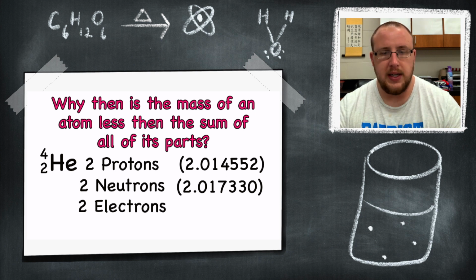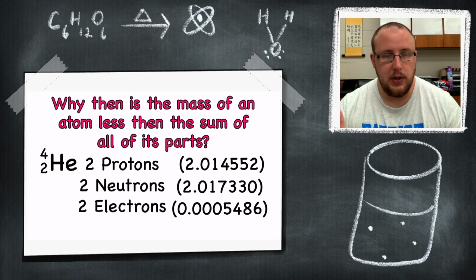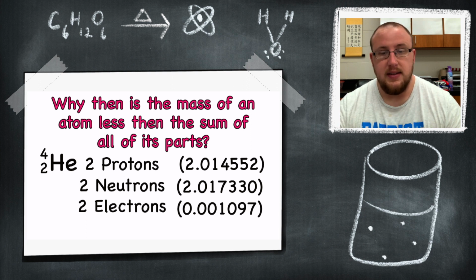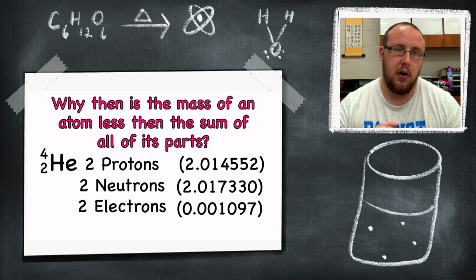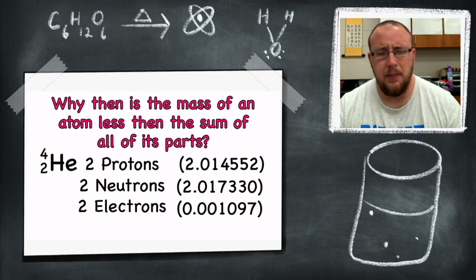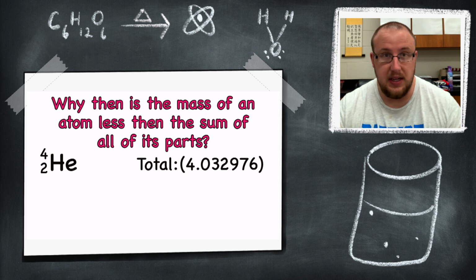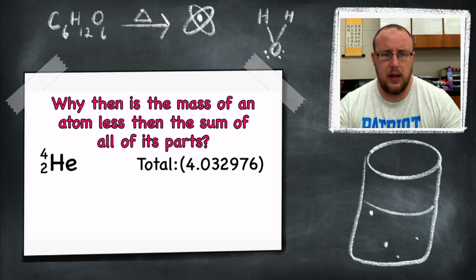So each one of those electrons is going to weigh 0.0005486. If we multiply that by 2 for its 2 electrons, we get 0.001097. Okay, so we take all the numbers for our protons, neutrons, and electrons, we add them together, and we get a number something like 4.032976. Big whoop.